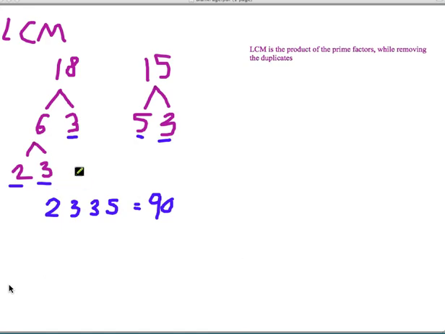Now, if you notice, if we had this third 3 in this multiplication, we would get 270, right? So 270 is also a common multiple of 18 and 15, but it is not the least common multiple. The least common multiple is 90. So to get the least common multiple, you divide out these duplicate numbers.